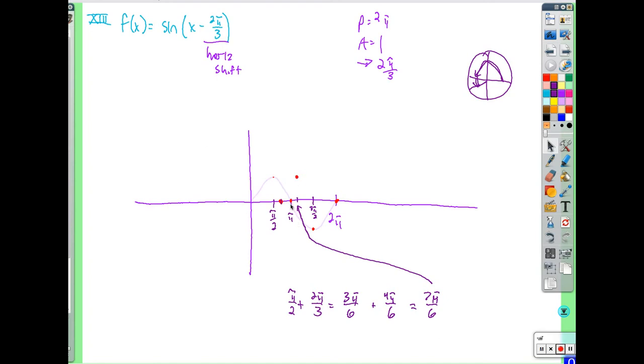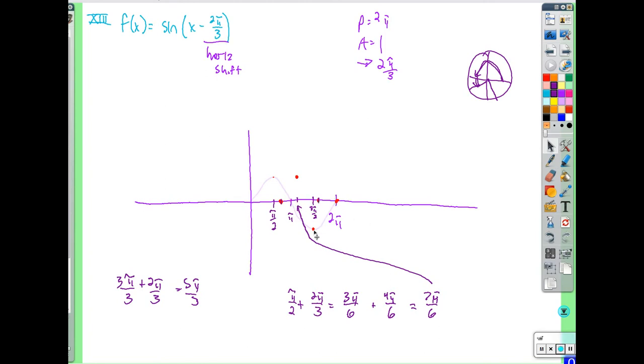Right there. Here, I'm going to move this one over, pi plus 2 pi over 3. Pi plus 2 pi over 3, that's going to be 3 pi over 3 plus 2 pi over 3, that's 5 pi over 3. So this is going to move over to 5 pi over 3. Let's see, 5 pi over 3 would be right about there. So just past 3 pi over 2. So we'll move this guy over.